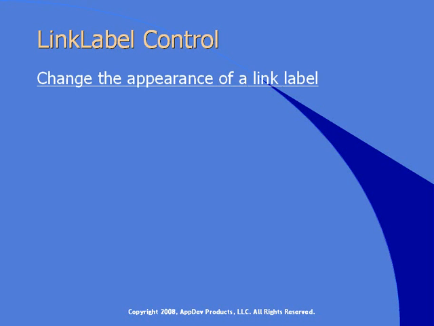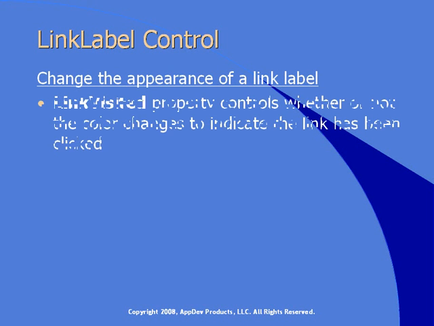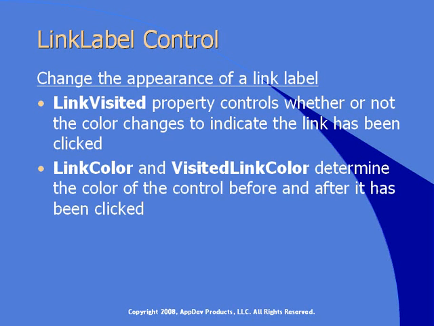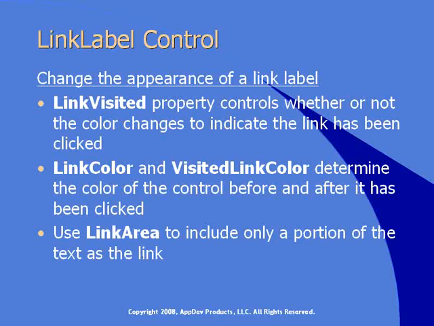You have some control over how the link label appears. You can use the link visited property to control whether or not the color changes after the link's been clicked. The link color and visited link color properties can be used to determine what color the link label will have before and after the user clicks on it. And you can use the link area property to have all of the text be the link or only some of it.